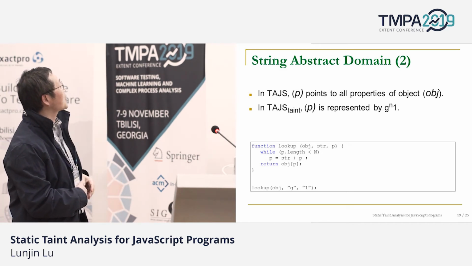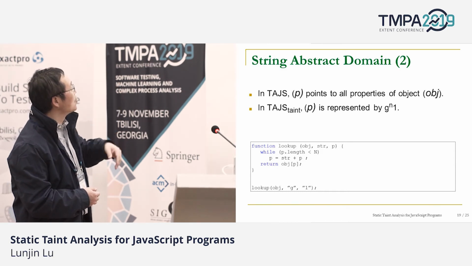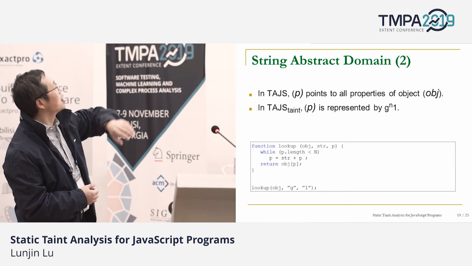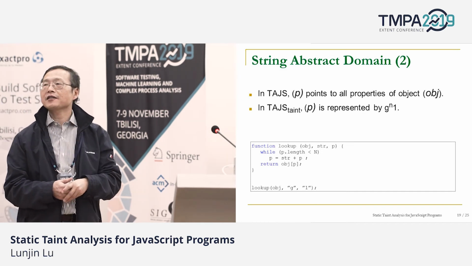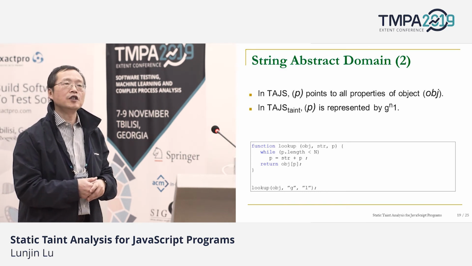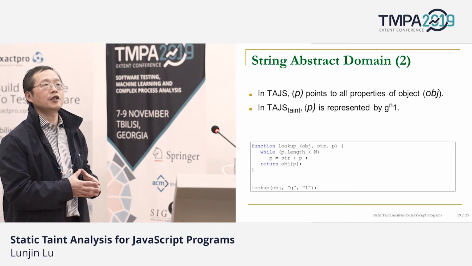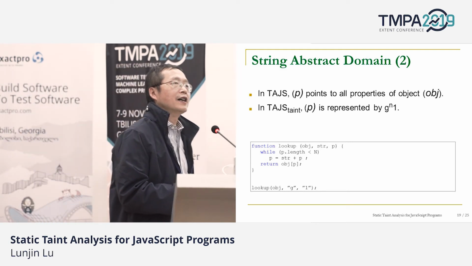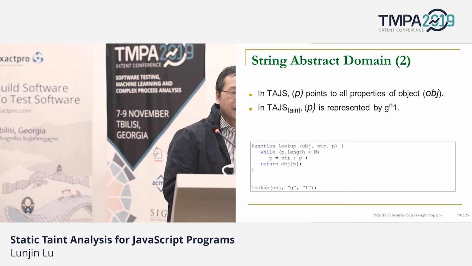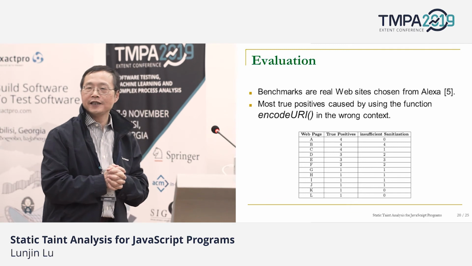Let's say we have this lookup function. You can see that the lookup function actually looks for properties that have the form g-n-1. But if we use constant propagation analysis, we lose all the information, so all the properties can be looked up in the original TAJS. But in our analysis, we only look up property names that begin with g followed by 1.